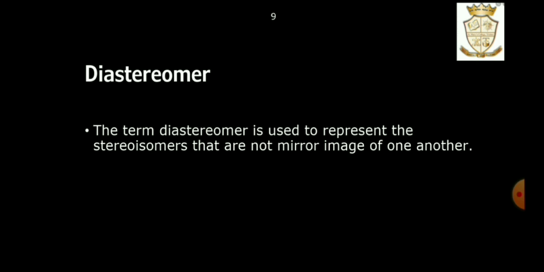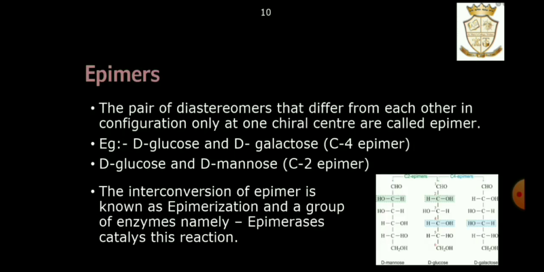Diastereomer: the term diastereomer is used to represent stereoisomers that are not mirror images of one another. Epimers: a pair of diastereomers that differ from each other in the configuration only at one chiral center are called epimers. Example, D-glucose and D-galactose are C4 epimers, D-glucose and D-mannose are C2 epimers. The interconversion of epimers is known as epimerization.